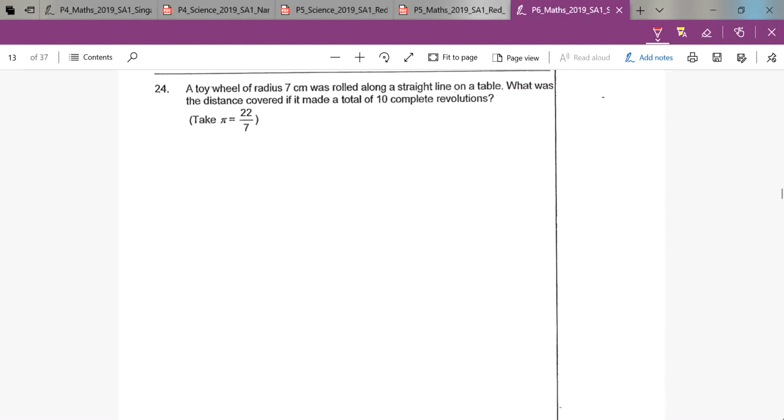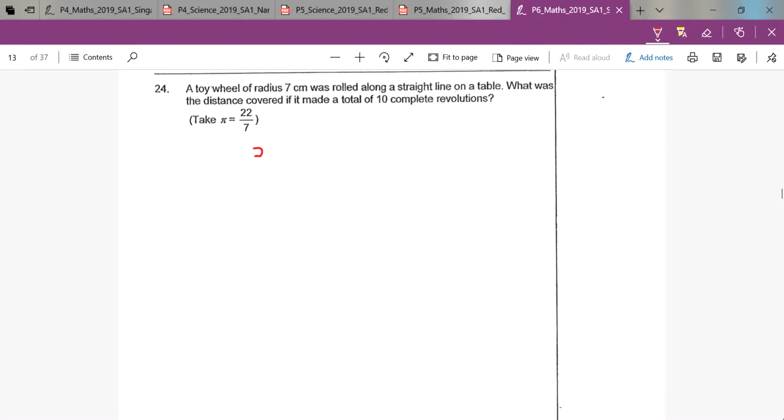A toy wheel of radius 7 cm was rolled along a straight line on a table. What was the distance covered if it made a total of 10 complete revolutions? So basically this is a wheel, right? I don't know how to really draw it. What does it mean by 10 complete revolutions? It means this is the starting point, you turn, this is 1 round. Then erase this away. So you're going to find the circumference essentially.